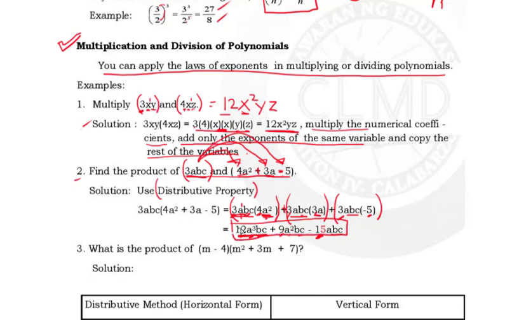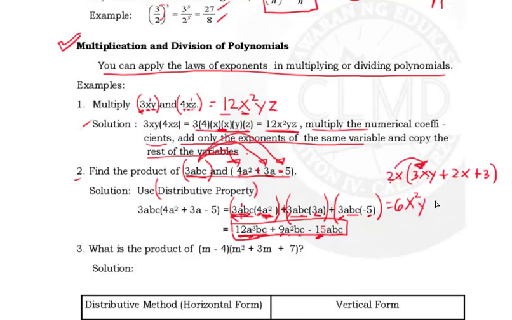Okay? Let us give another example in multiplying. Again we use the distributive property. We have 2x multiplied by 3xy plus 2x plus 3. Let's use the distributive property. 2 times 3 is 6. Then x times x is x square, and copy y. We're done multiplying this.